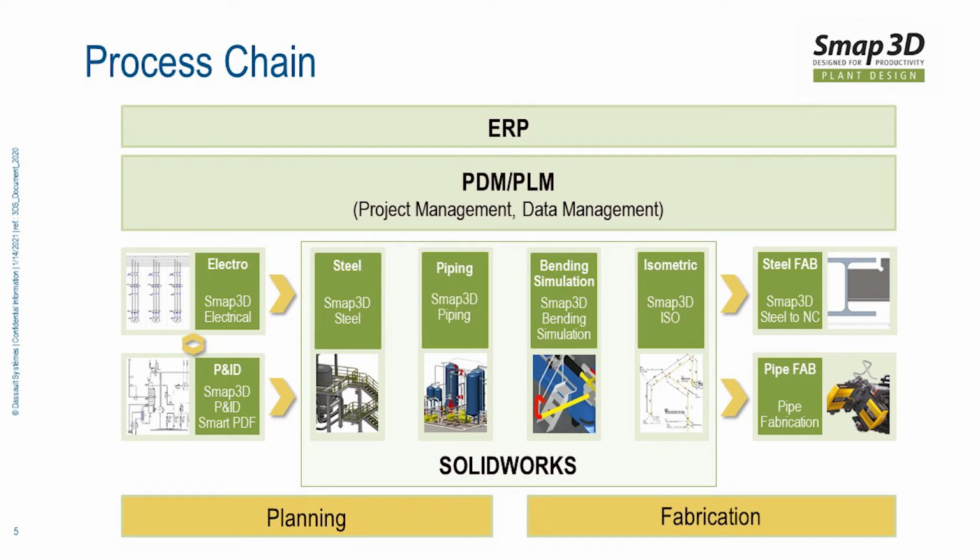We also have bending simulation for those of you that bend pipes as opposed to using elbows and fittings. In addition to creating SOLIDWORKS drawings from the parts and assemblies that we're generating in Smap3D piping, some of our customers have a need to create the single line isometric drawing. With Smap3D isometric, we can generate those in an automated fashion. And as well, when it comes to the steel side of things, if you have CNC machines, we can output to those through our steel to NC.